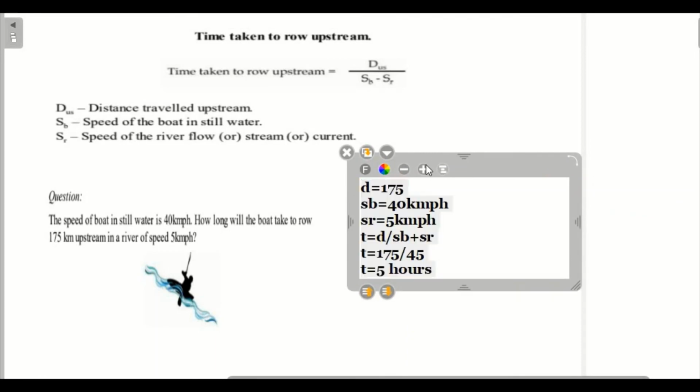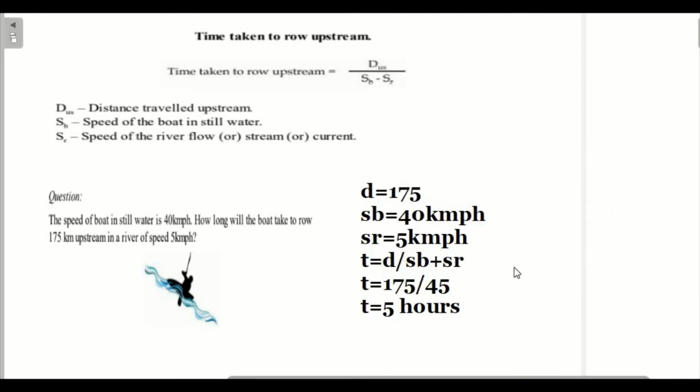So once you get your problems, you have to analyze the questions. The speed of the boat is given, how much distance it has to travel, and the speed of the river is 5 kilometers per hour. So our formula is simple: D divided by SP minus SR for upstream it is subtraction. For downstream it is addition. As I said earlier, for the opposite direction we have to add, for the same direction we have to subtract. Shall we move to the next sum?